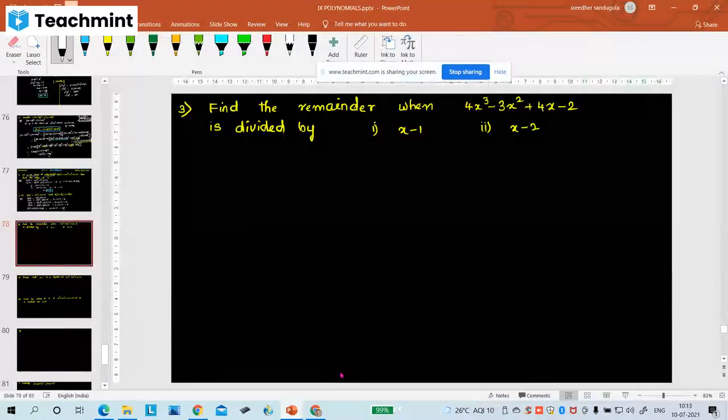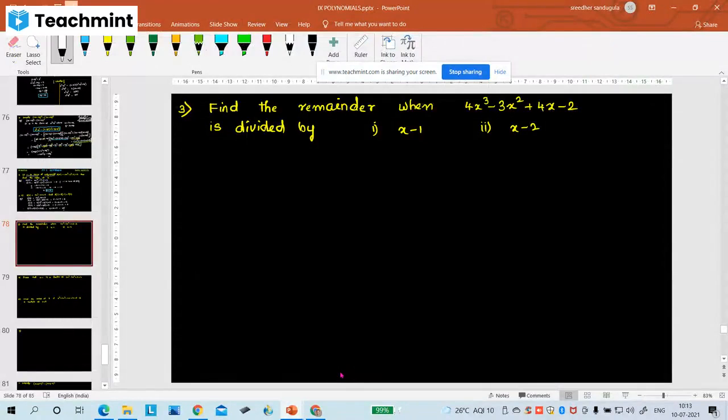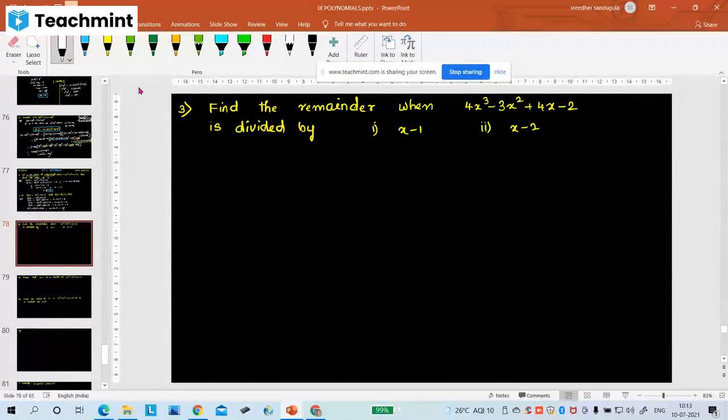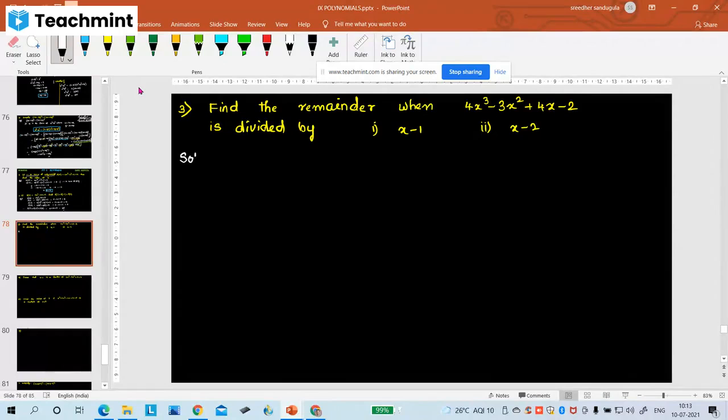So here the third question is, find the remainder when 4x cube minus 3x square plus 4x minus 2 is divided by, both polynomials have been given here. Two polynomials, one linear polynomial x minus 1 and another one is x minus 2. This question is based on the remainder theorem. What is the remainder theorem? Let us recall once.